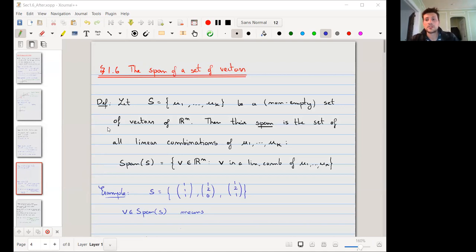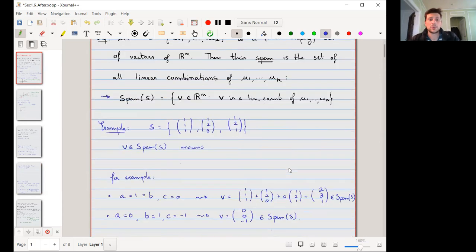If I give you a non-empty set of vectors, denoted S, with vectors u1 through uk, then we say that the span of S is the set of all linear combinations of vectors u1 through uk. It's written very briefly here with mathematical notation. The span of S is the set of all those vectors in Rn that are combinations of u1 through uk. Let's have a look at some examples.